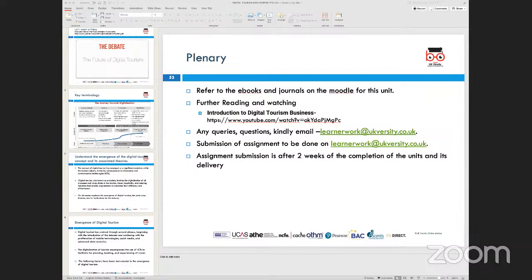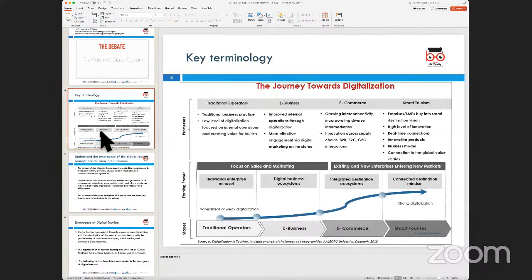And all of them are embracing the use of technology simply because it is easier for them to use it and then disseminate information to customers using technology. Now, one slide which basically summarizes the learning outcome that we want to cover today is the emergence of the digital tourism concept. So this image on the slide summarizes this beautifully.